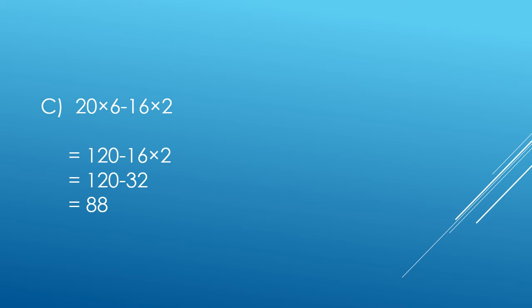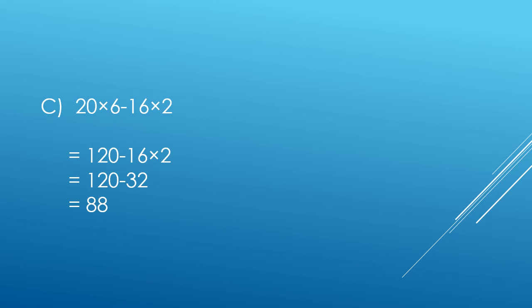So 20 multiplied by 6 is 120 minus 16 multiplied by 2. Now we'll solve 16 multiplied by 2 in the next step. Children, don't skip any step. You have to write each and every step so that you will not make any mistake. So to avoid your mistakes, don't skip any step.